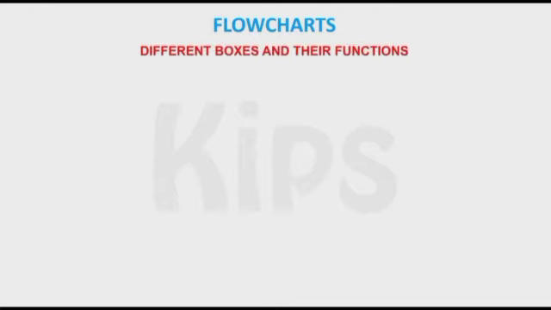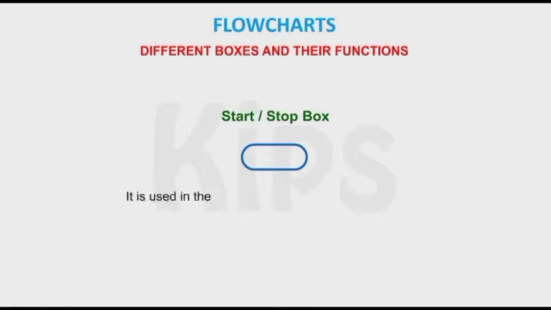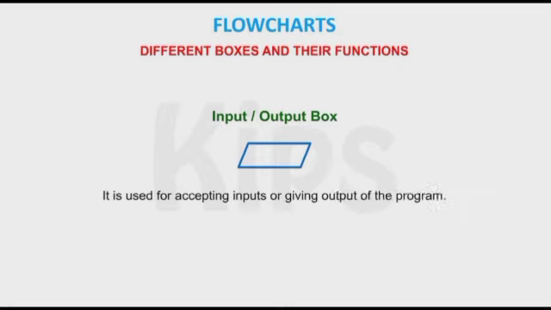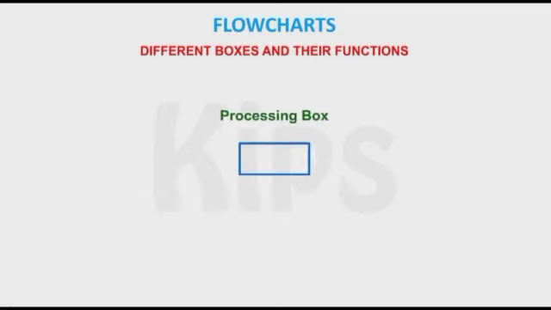Different boxes and their functions. Start or stop box. It is used in the beginning and ending of a flowchart. Input or output box. It is used for accepting the inputs or giving the output of the program.